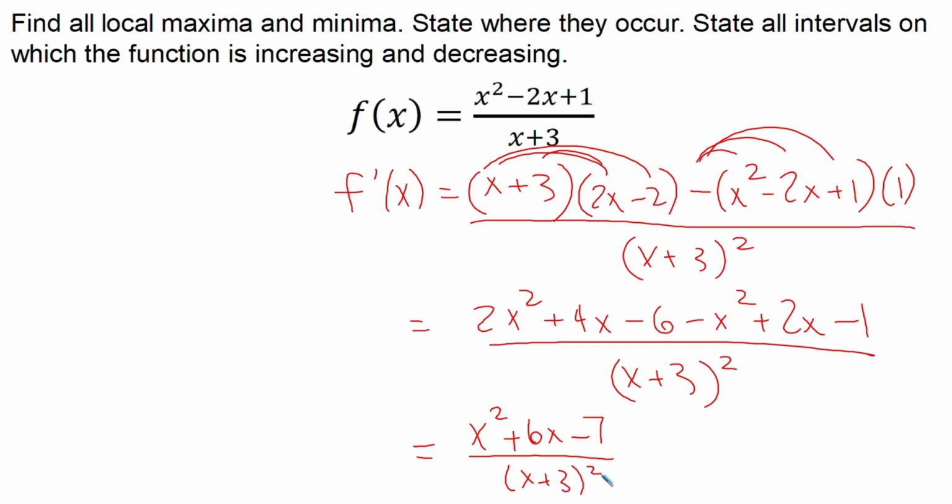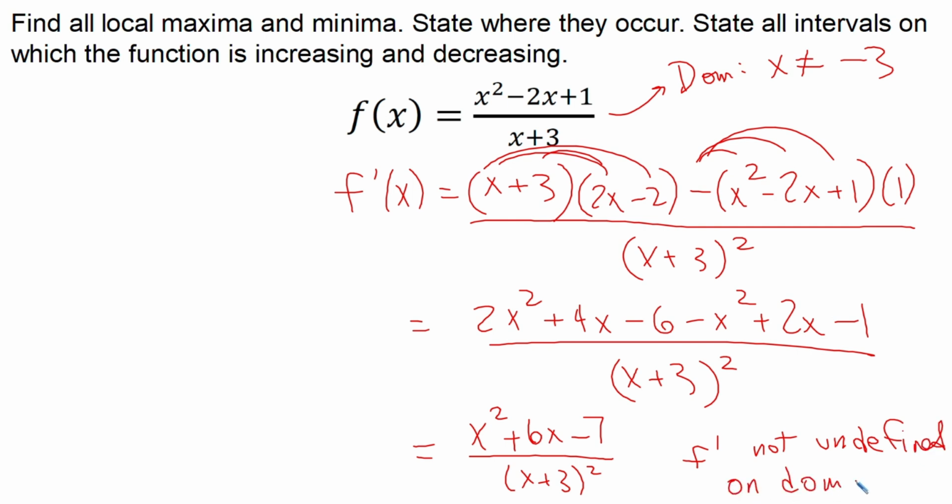And so all we have to do then is see when that's equal to 0 and when that is undefined within the domain of our function. We'll note that the domain of our function is x cannot be negative 3, right? Because that would make the denominator 0. And so this f prime is not undefined on our domain, because the only thing that would make it undefined would be if x was negative 3.